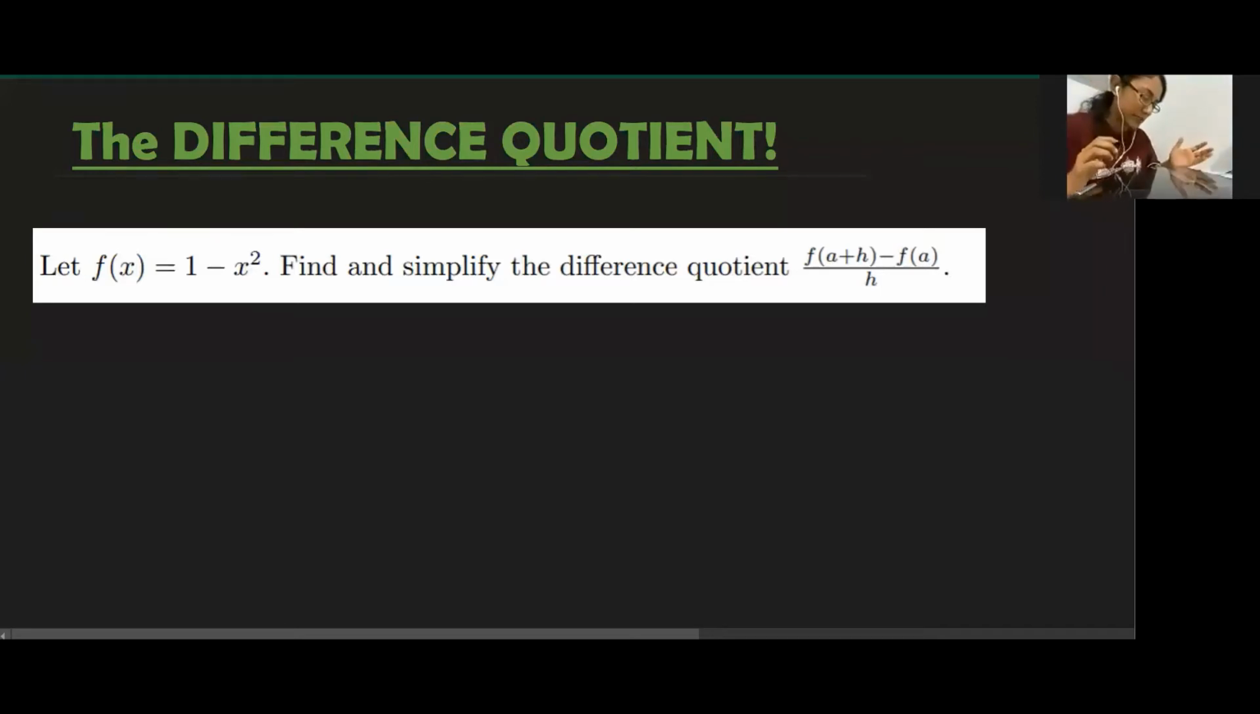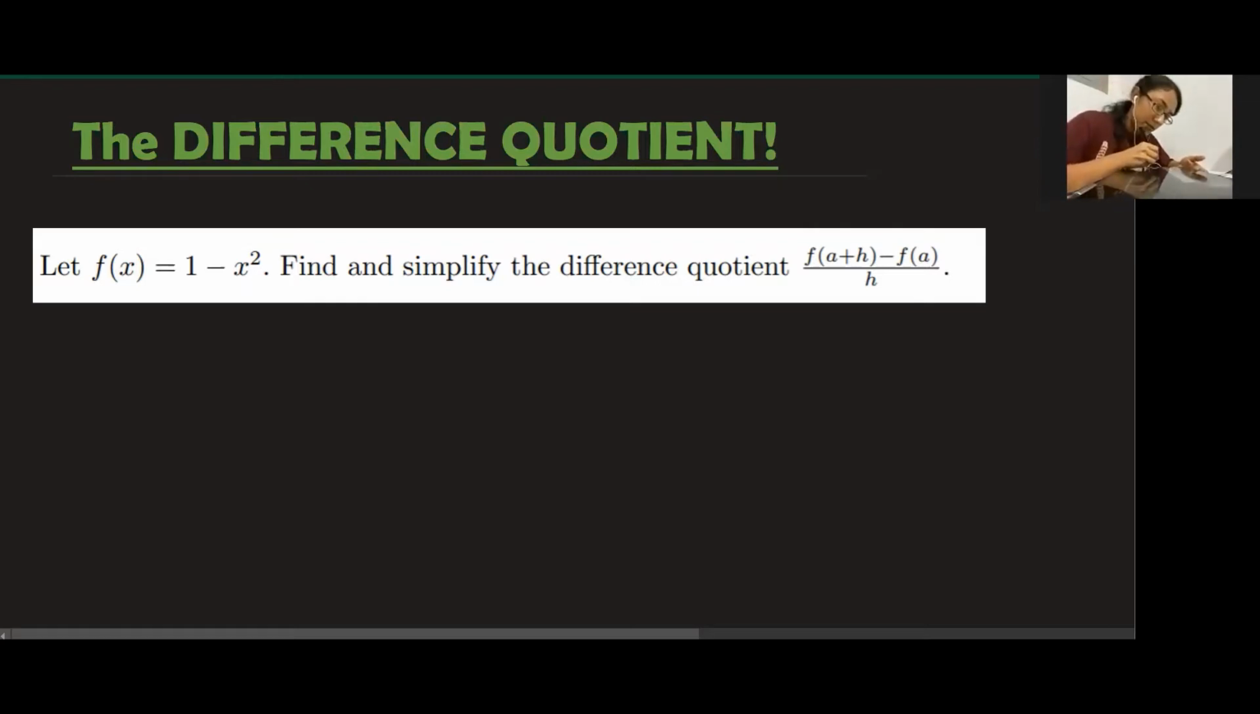So in this video, we're going to be talking about the difference quotient formula. We'll do a couple of examples and hopefully the formula will make sense to you. So let's dive in. So here's our first example. Let's find the difference quotient f of a plus h minus f of a all over h. So that's one of the difference quotients, but of course there are many others you can set up.